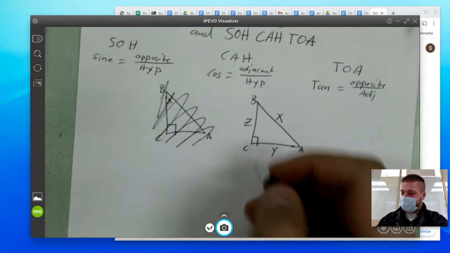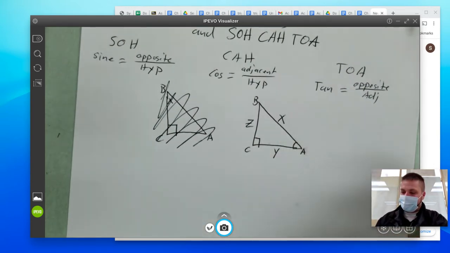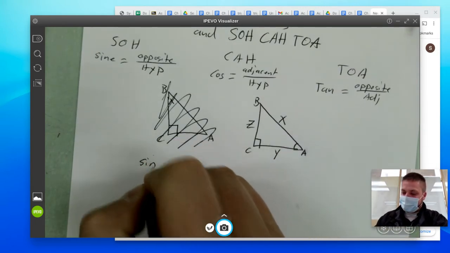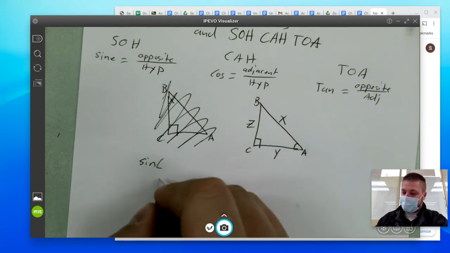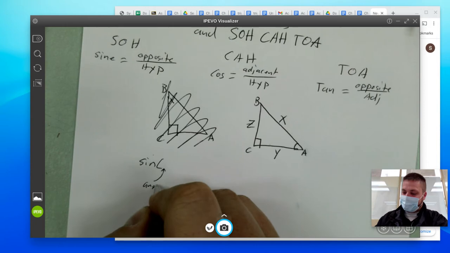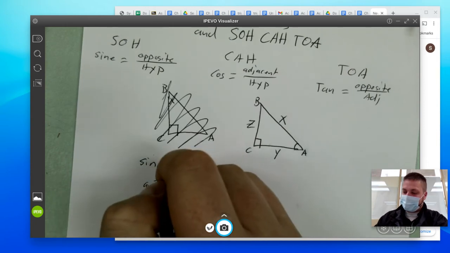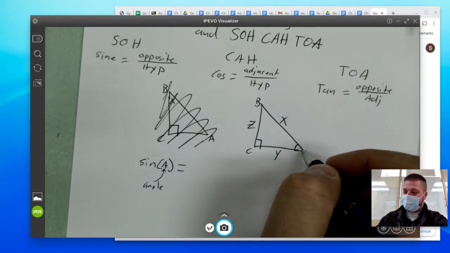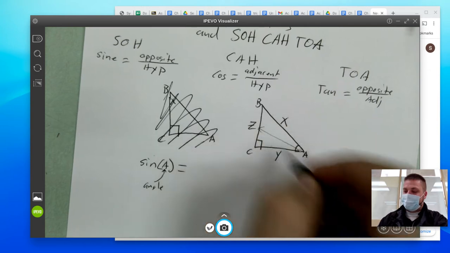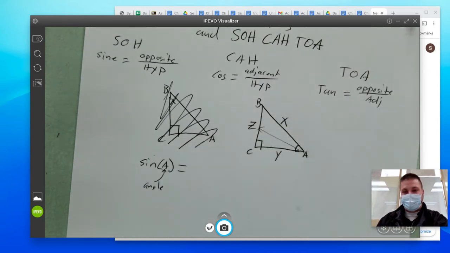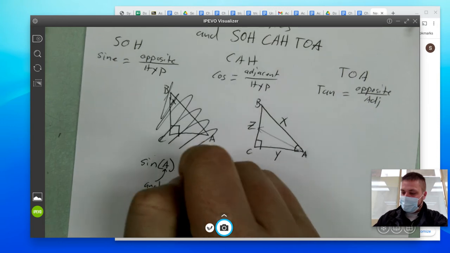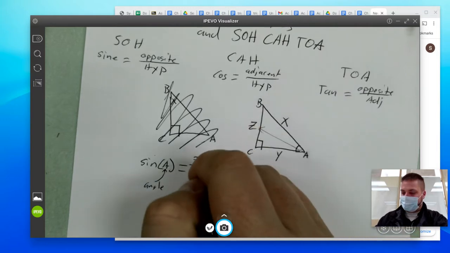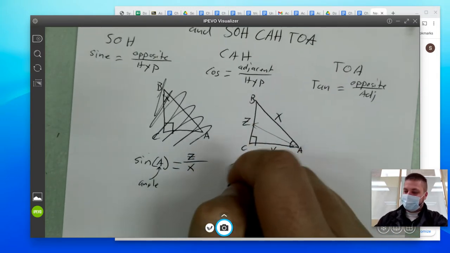So, these are called trig functions of angle A. The sine, an angle measure always goes in the parentheses. This is always an angle measure. So the sine of angle A would be equal to opposite. Opposite means on the opposite side of the angle, which is also directly across. So opposite of angle A is the side Z, over the hypotenuse, which is always the longest side. The hypotenuse is always across from the 90-degree angle. So the sine of A would be Z over X.